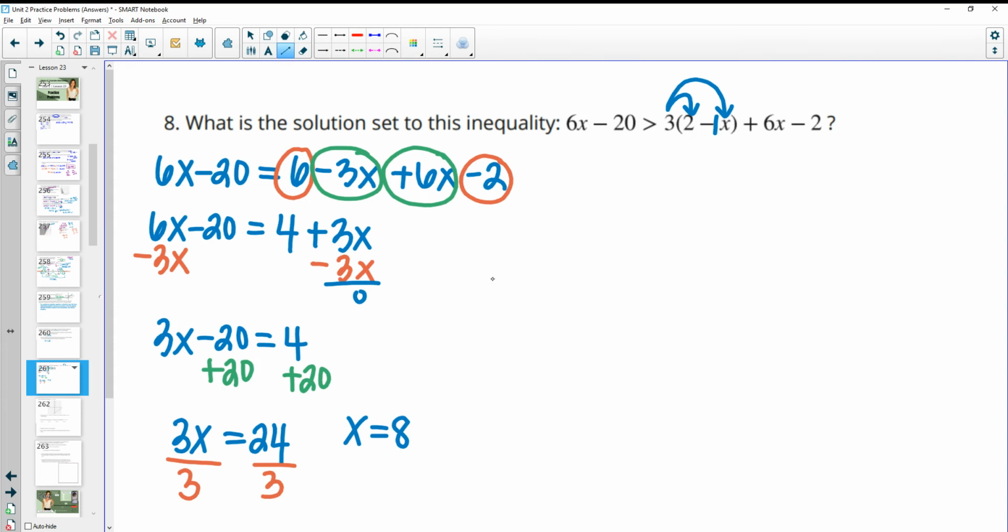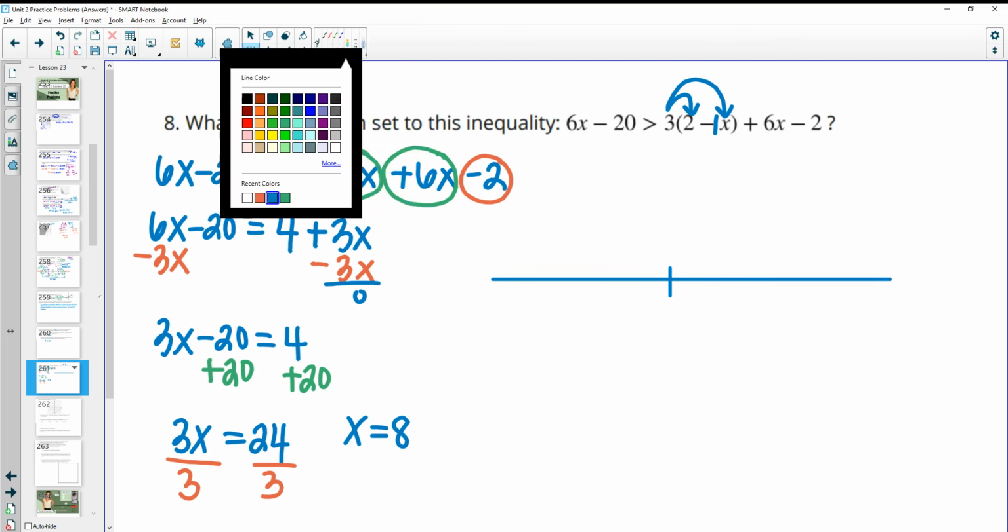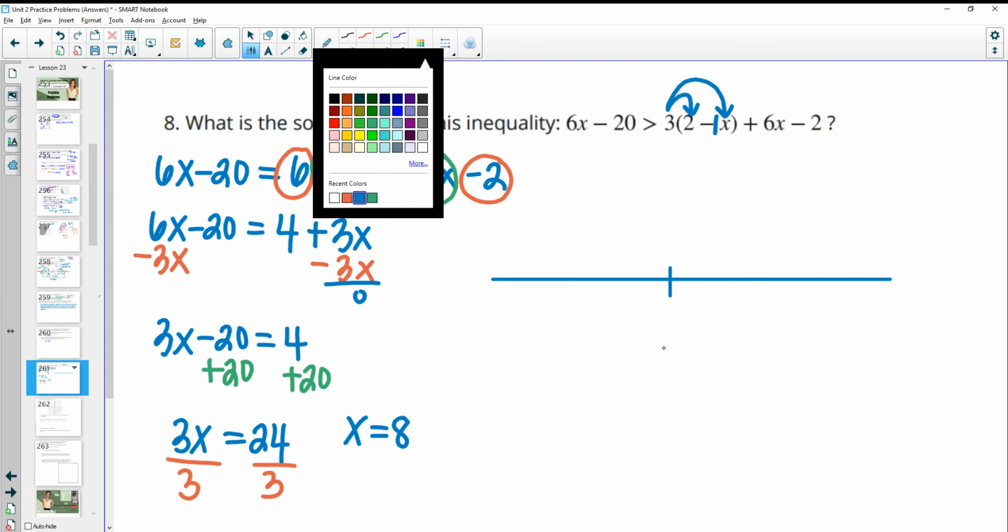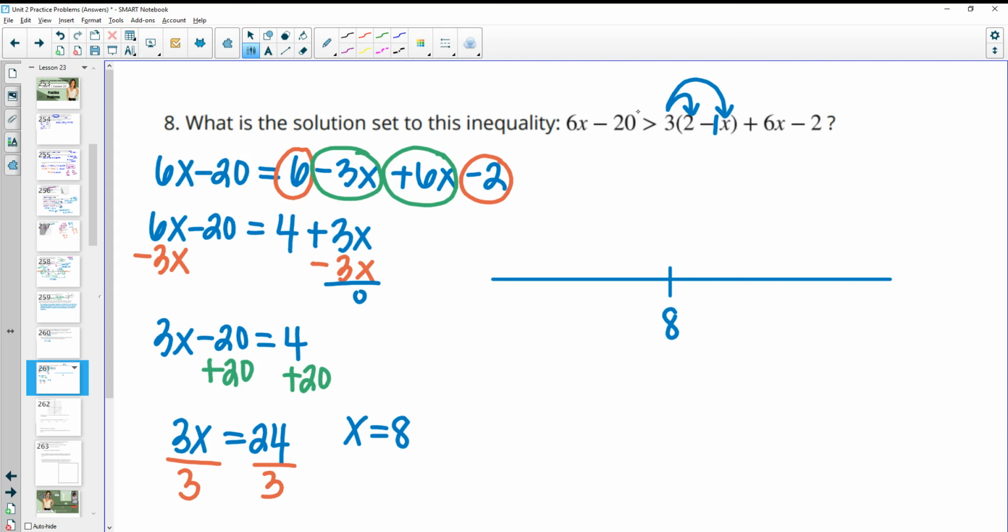Now, this is your boundary point, because we had an inequality up here. So this is your boundary point at 8, and now we need to figure out which way we want to be doing our shading. So we know that this just says greater than here. It doesn't have an equal sign, so it's not going to equal to 8. Then you can plug in any number you want on either side of 8. I like to plug in 0, so that's what I'm going to do. And 0 is down here, less than 8. So we're going to plug 0 in.